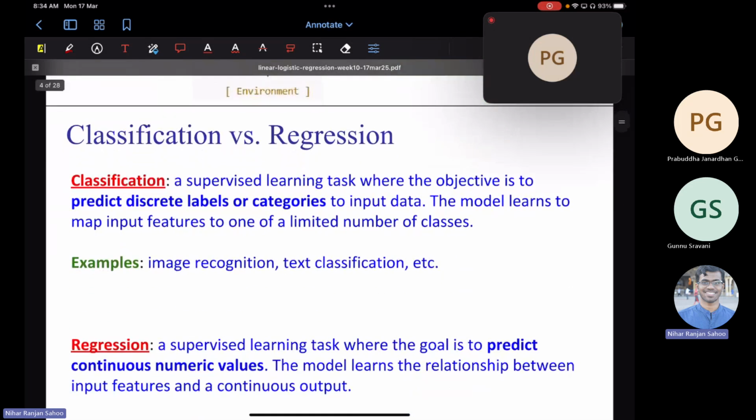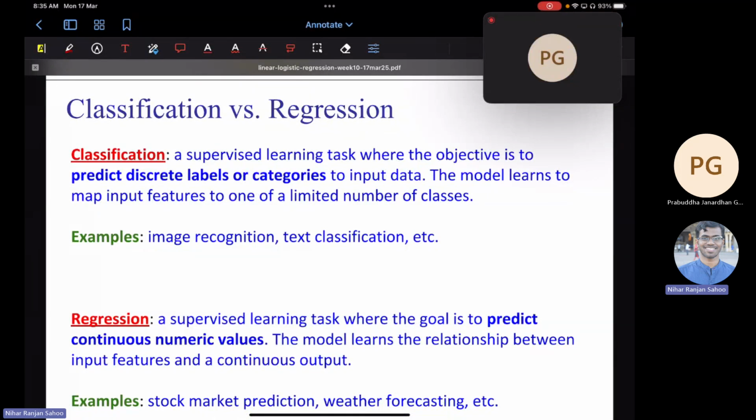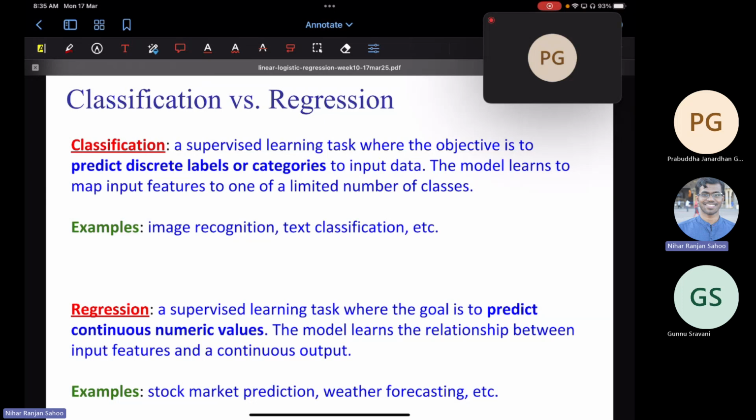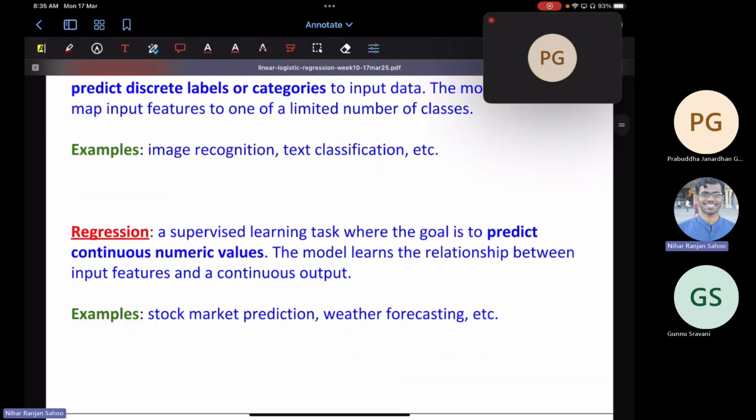Now coming to two major subcategories of supervised algorithms. They are called classification and regression. When we say something is a classification task or a regression task: if the Y label corresponding to the data X is discrete, then it is called a classification task. If it is continuous, then it is a regression task. Some classic examples for classification are image recognition and text classification. For regression, it is stock market prediction and weather forecasting. You can think of many more examples.